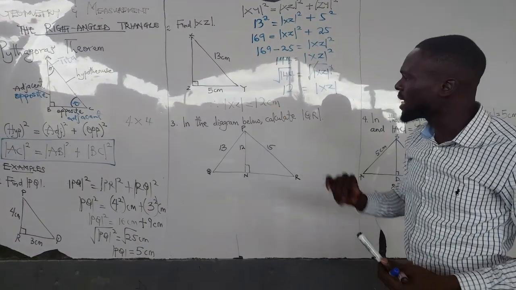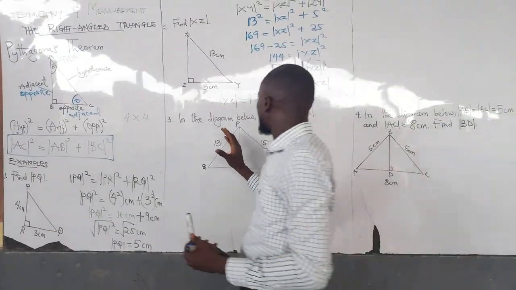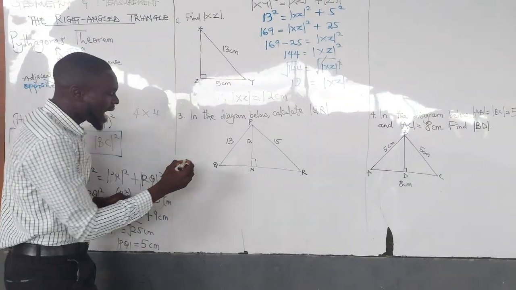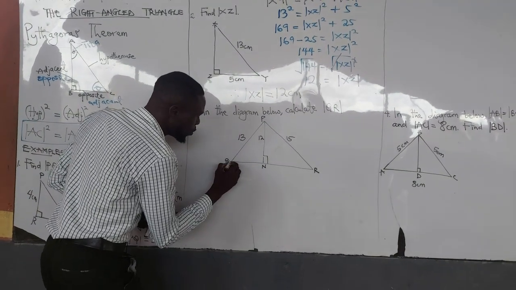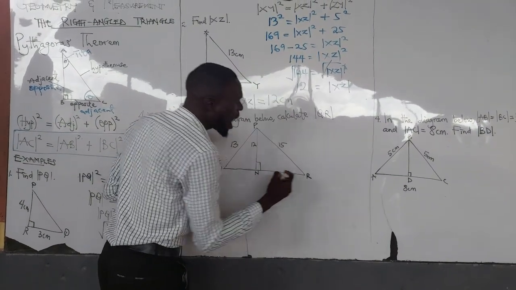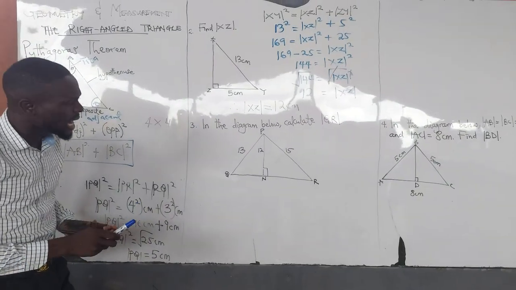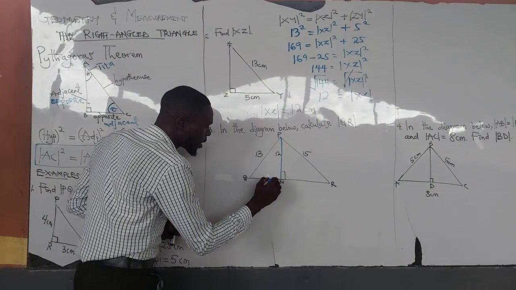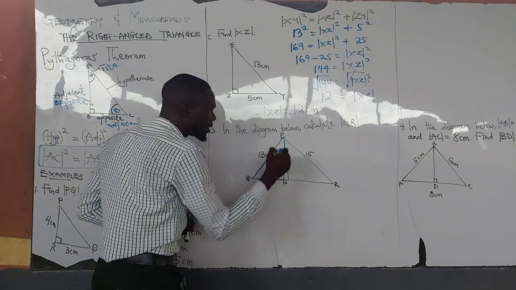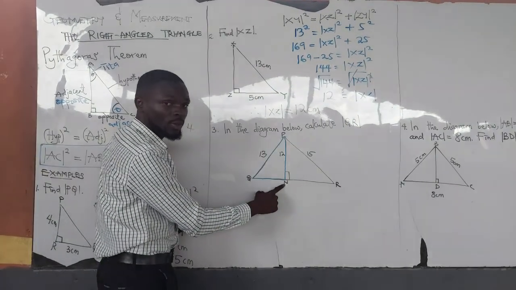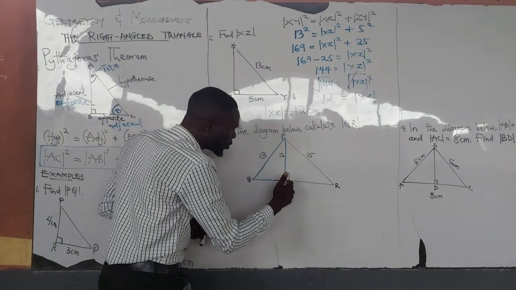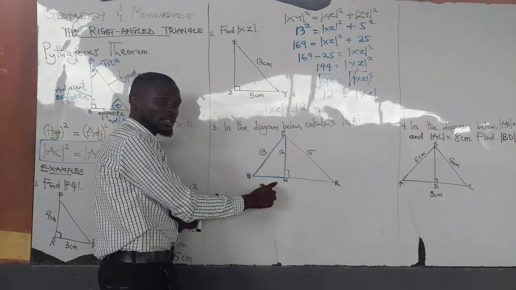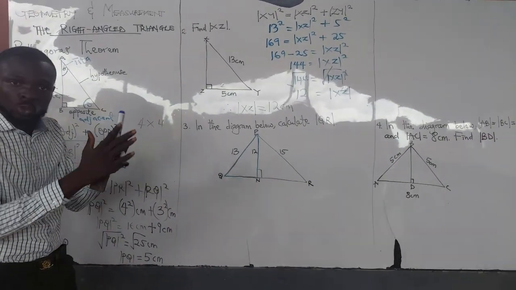Good. Now let's look at the third one. In the diagram below, calculate line QR. Line QR. So we want the length for this line. How can we calculate for line QR? To calculate for line QR, we can take this triangle on one side and calculate for QN. Then we can also take this triangle on the other side and calculate for NR. Whatever we get for these, we put together.